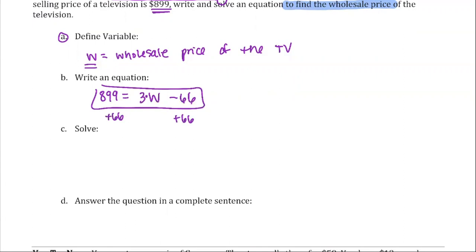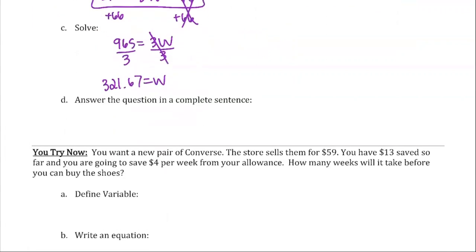899 plus 66 is going to end up being 965. And then to find the wholesale price, we want to undo multiplying by 3 by dividing by 3. And we're going to get our W is going to be equal to 321.67. Now that is our answer.